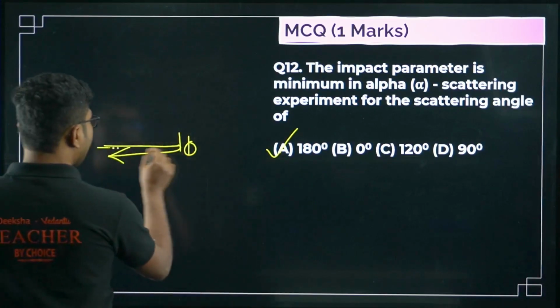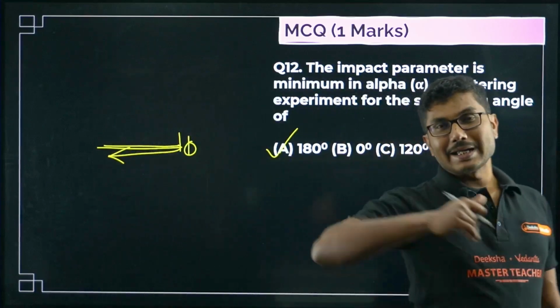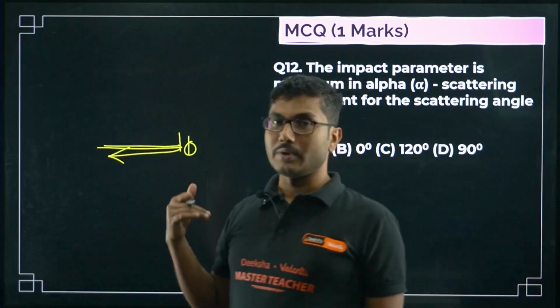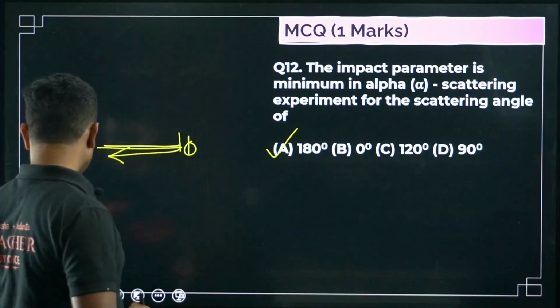That is, it is going straight towards the nucleus. Going straight towards the nucleus means it will come back exactly along the path which it followed. So definitely it will be a 180 degree deflection.